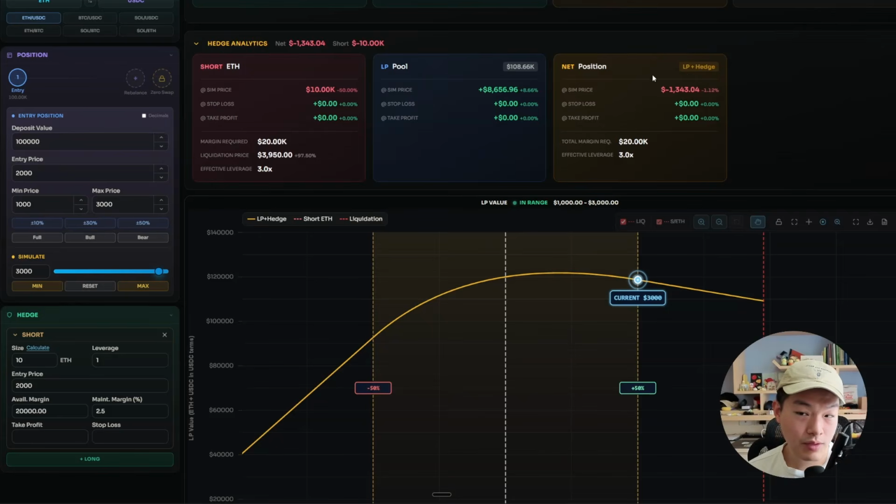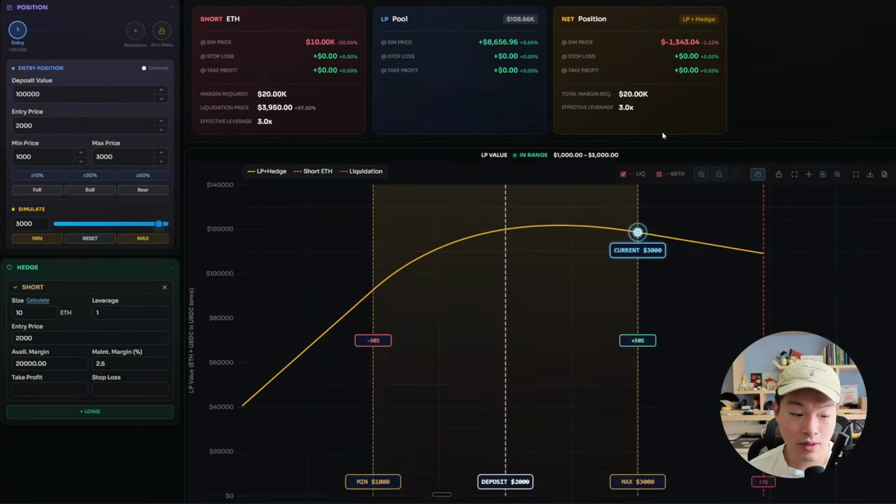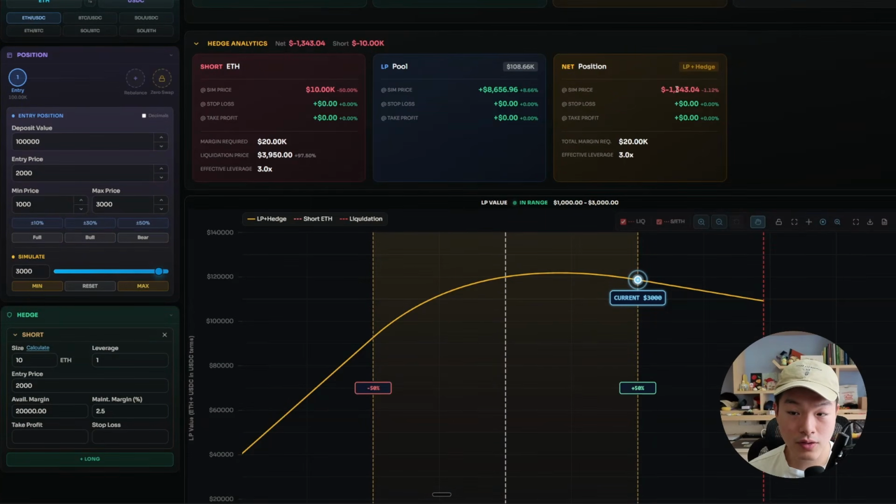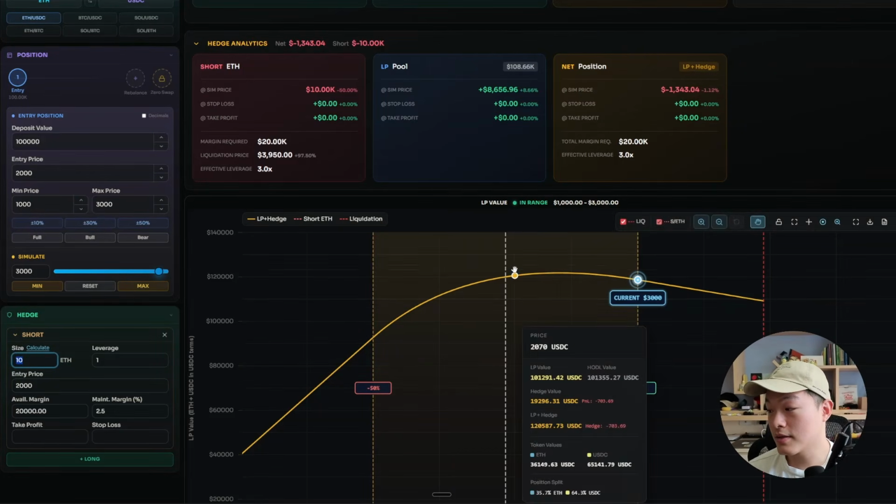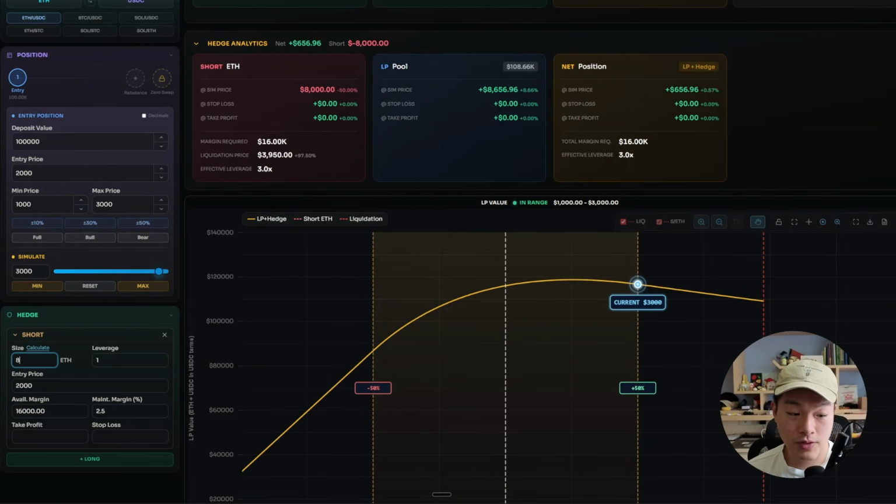And you can see with this heavy of a short, I'm going to be losing about 1% of my total capital, about 1,300 something dollars. That's not a great thing if you're trying to do a partial hedge. What I personally like to do is I want to basically lose no money if prices go up, right? And I personally prefer that.